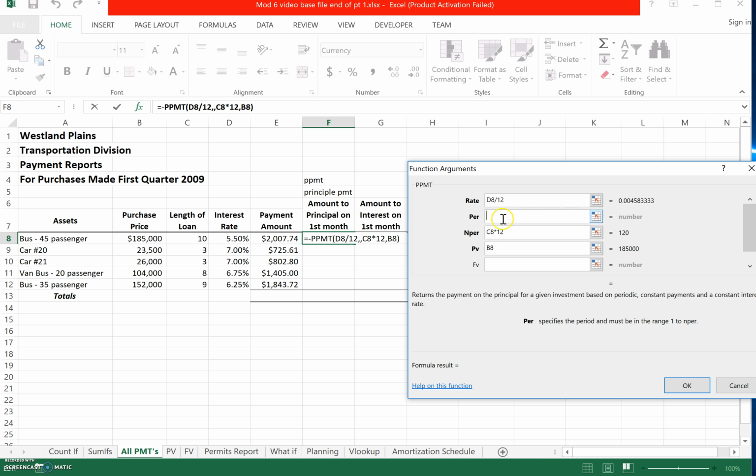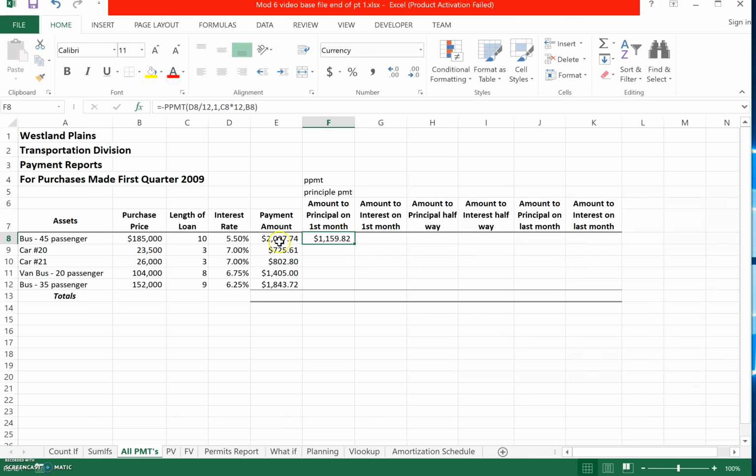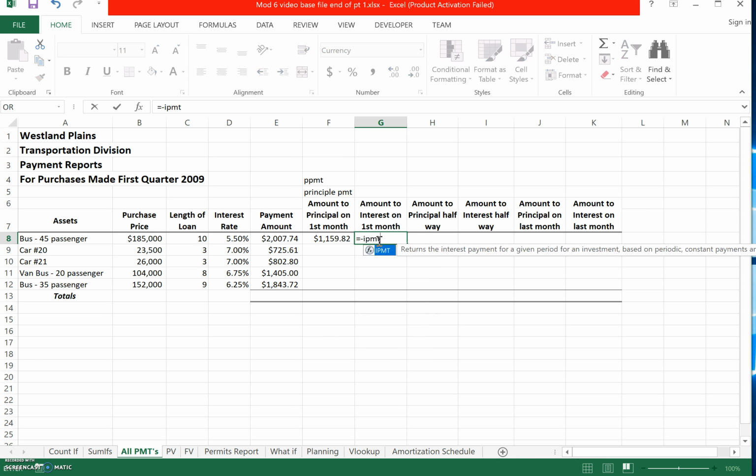But right now, I'm looking for the first month, so PER is 1. Okay? So if I click OK, of this $2,000, the $1,100 of it goes to actually pay off this $185,000 loan. The rest of it, we can find from here, equals negative IPMT. And again, the negative is to make it a positive looking number in here. I for interest payment.